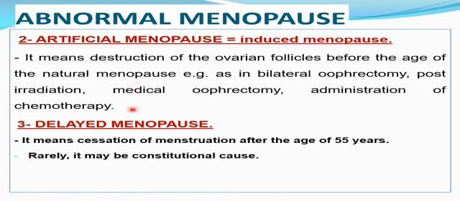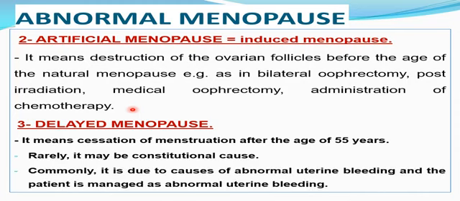Delayed menopause is cessation of menstruation after the age of 55 years. It may rarely be constitutional, but commonly it is due to causes associated with abnormal uterine bleeding. So this patient should be investigated well. If the patient is 56 or 57, so after 55 years, and still has menstruation, she should be investigated to exclude all causes of abnormal uterine bleeding.